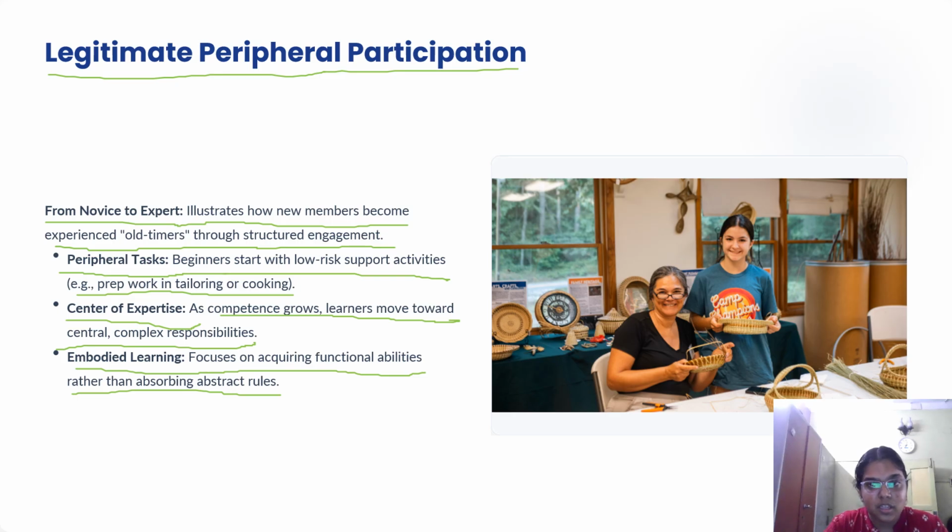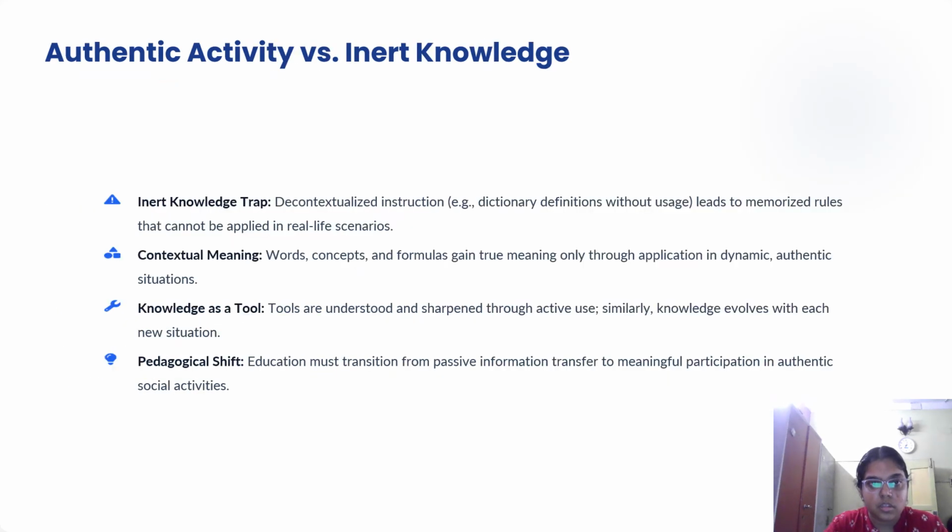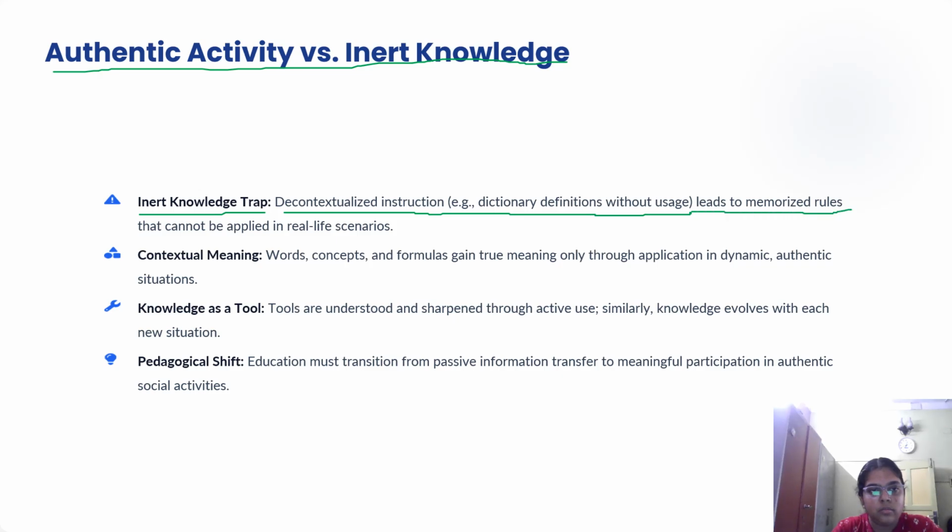Okay. Now we will learn about authentic activity versus inert knowledge. Authentic activity versus inert knowledge. First is inert knowledge trap. Decontextualized instruction, for example, dictionary definition without usage, leads to memorized rules that cannot be applied in real life scenarios.